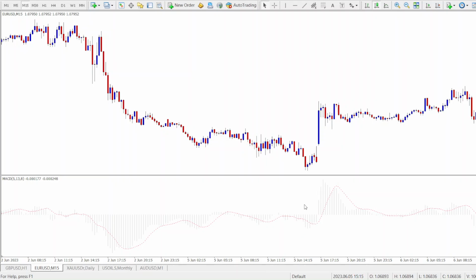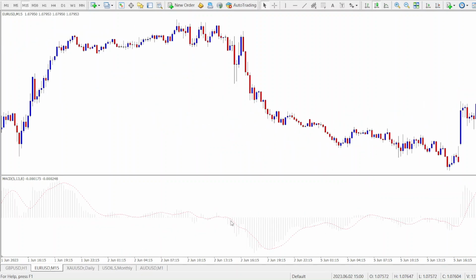With these settings, you get earlier signals, but it's important to wait for confirmation. Look for a strong MACD line crossover above or below the zero line. Okay, when you have a crossover above, you get a buy signal. When you have a crossover below, you get a sell signal.